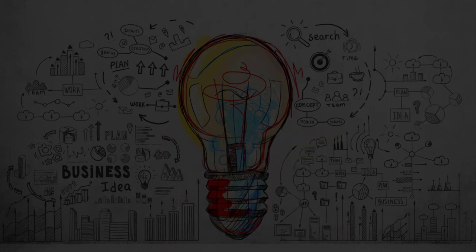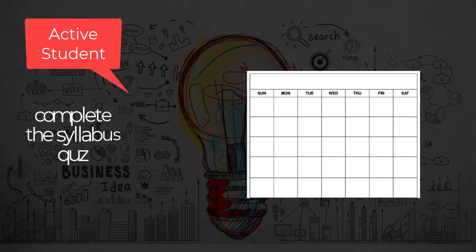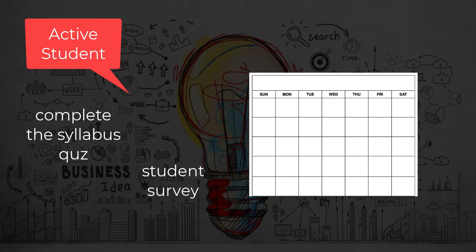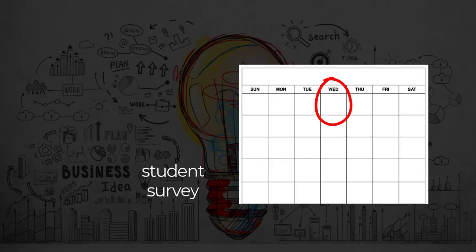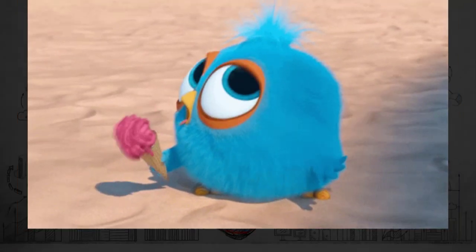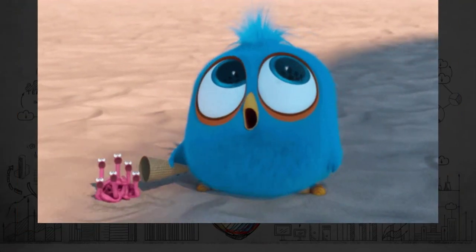To be considered an active student in my course, be sure to complete the syllabus quiz and the survey by this coming Wednesday, and keep up with the weekly assignments. If a student is not active in Canvas within 7 days, they will be dropped from my course.